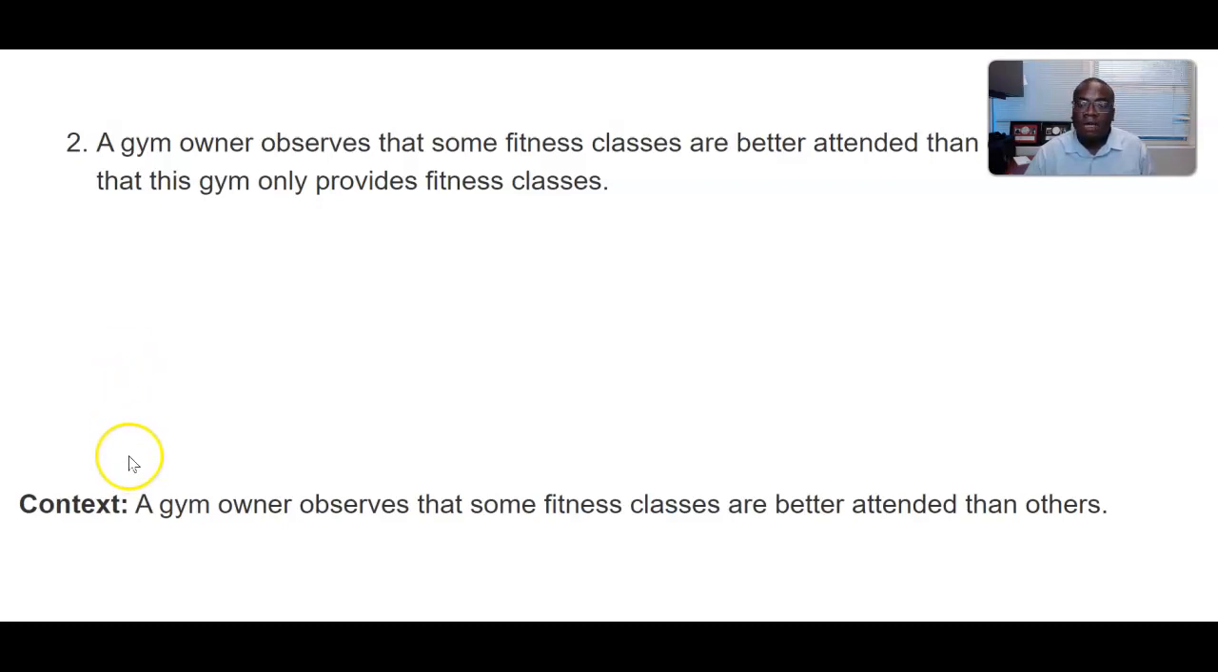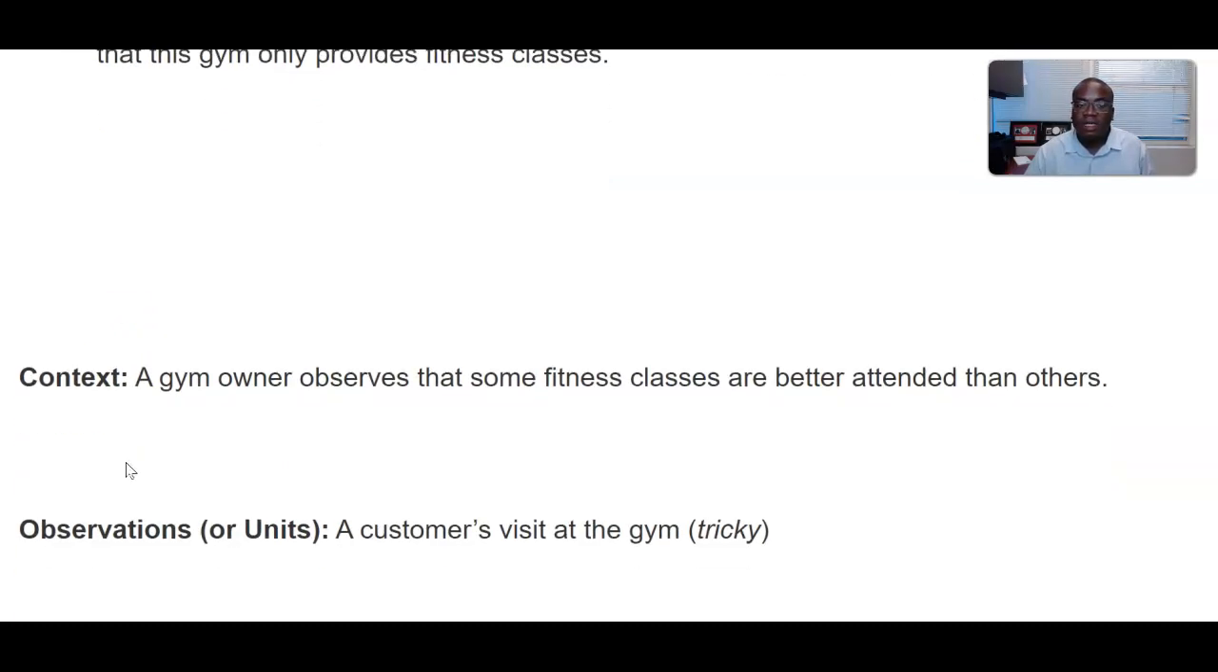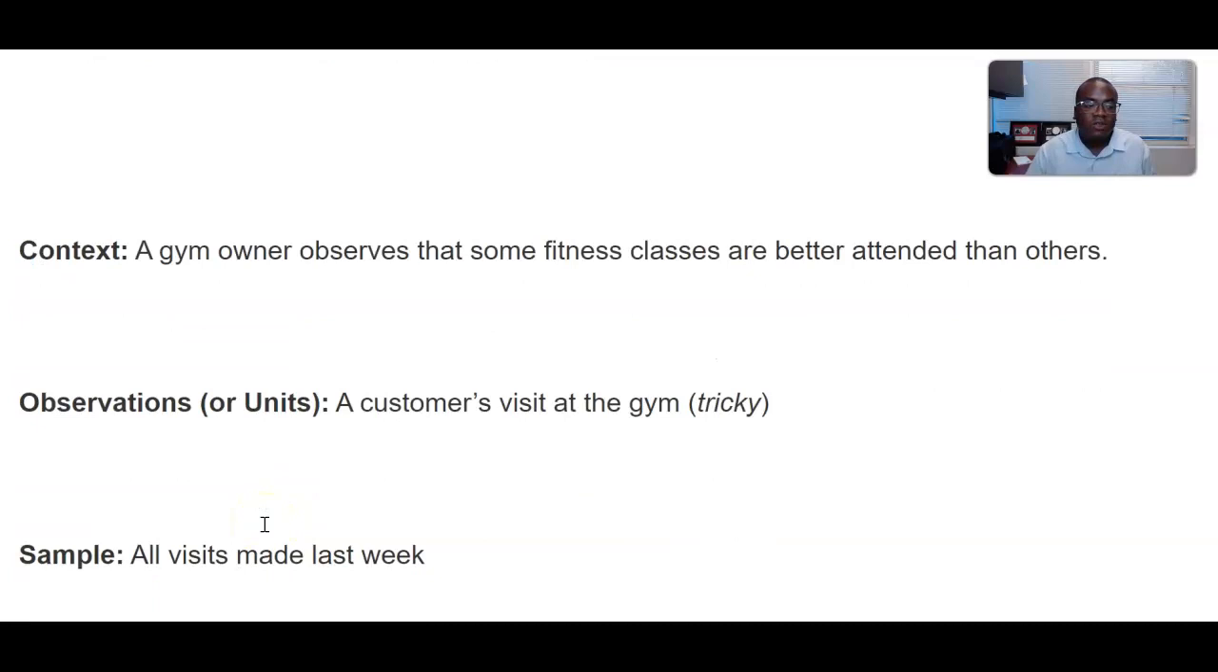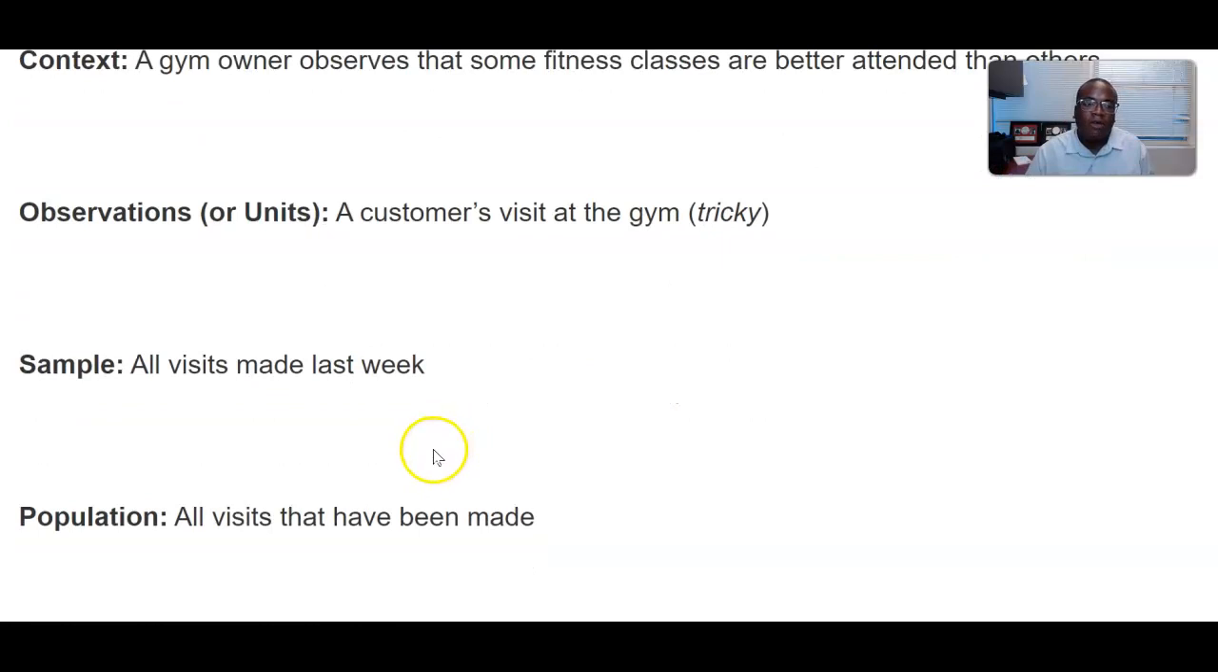Okay. So the observational unit is going to be a customer's visit. A customer's visit. The actual visit that the customer is making is what we're observing. From there, the actual sample is going to be all visits made last week, right? It could be all visits made in the last 2 months, something along those lines. As long as you're able to conjure an idea of a sample, that's what I'm after. The population is going to be all visits that have ever been made. But again, we're only focusing on a sample. Even if we have access to everything, we're only focusing on a sample.